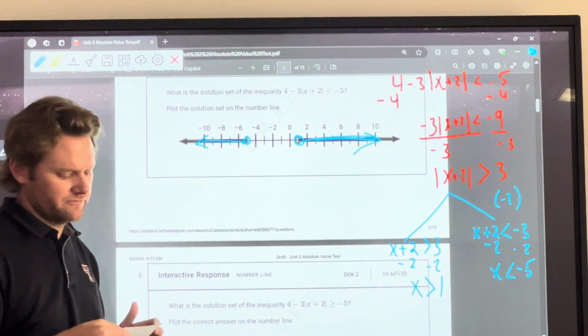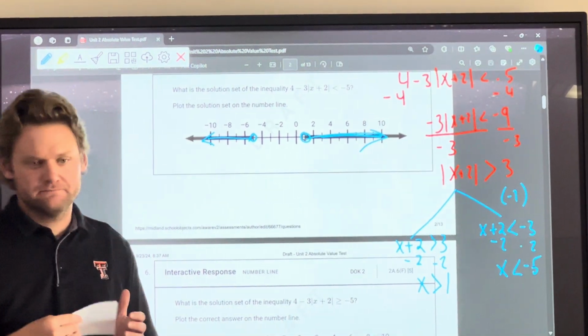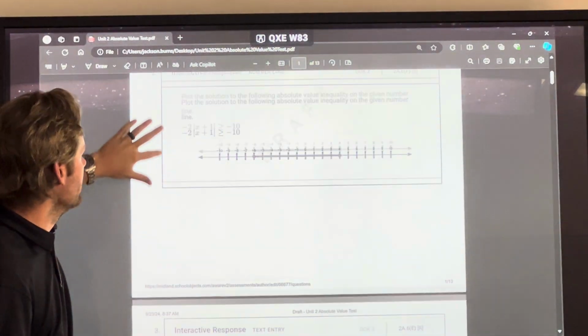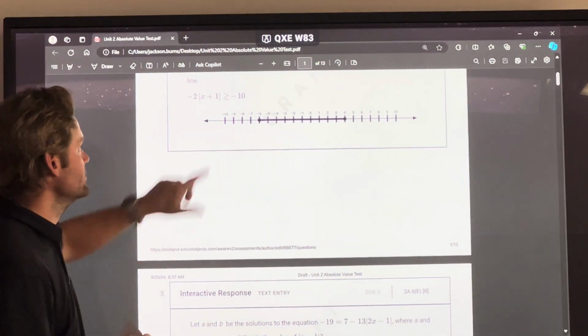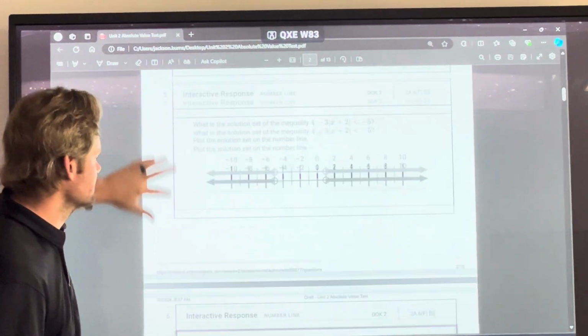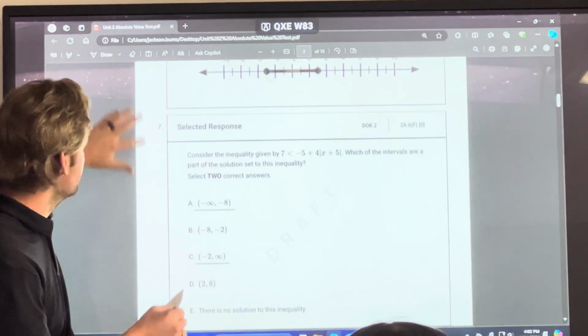That was number 5. Any questions on number 5? All right. So remember, before number 10, the one I didn't do, it was equal to, so those are the closed points. All right, let's go to number 7.